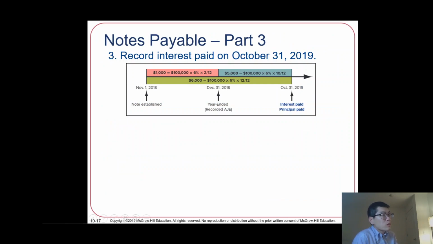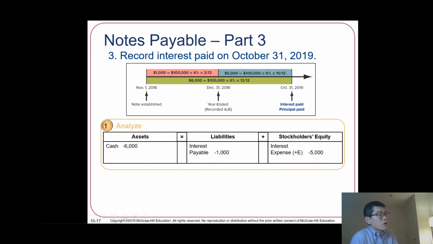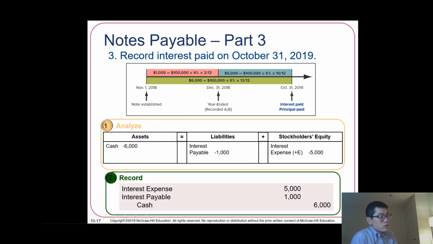And after that, record interest paid on October 31st, 2019. When the notes come to mature here on October 31st, 2019, we have to pay off both the principal and interest. Remember, it is a year of interest, which includes the 2-month interest expense in 2018 and 10 months of interest expense in 2019. So now here is the journal entry with debit interest expense and debit interest payable, and then credit cash for $6,000. $6,000 is our interest expense in total.